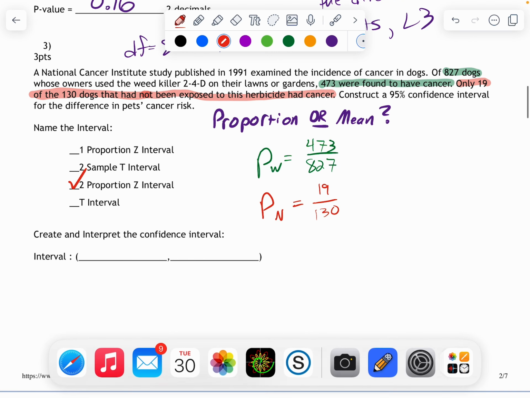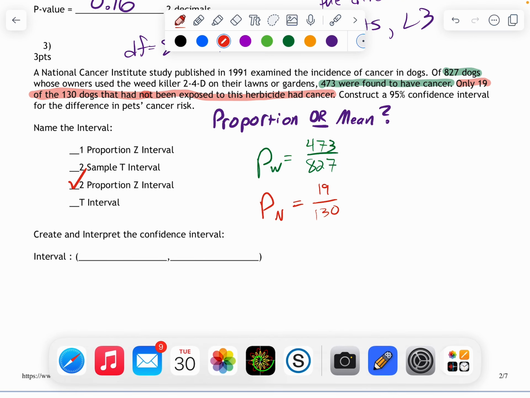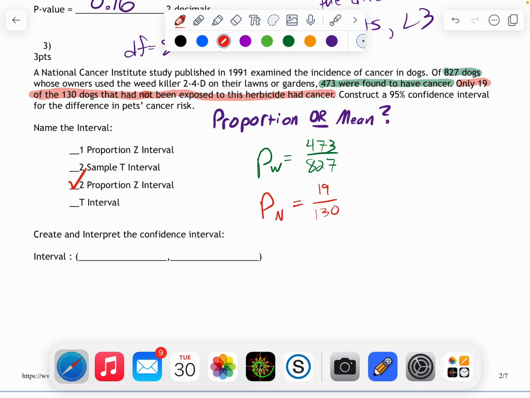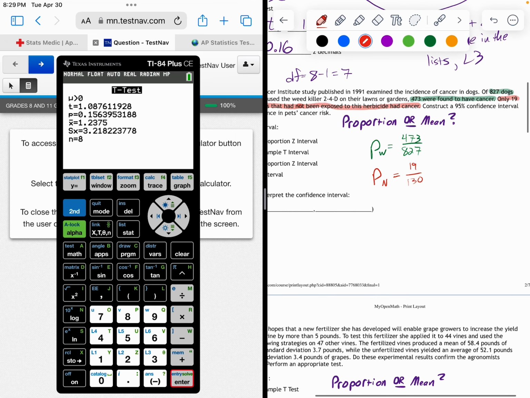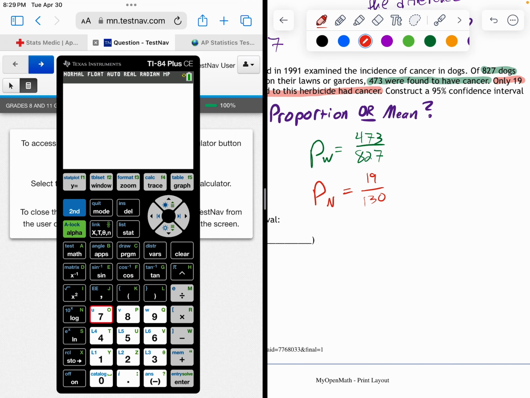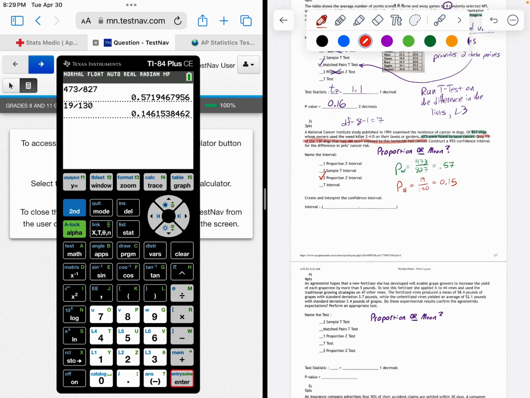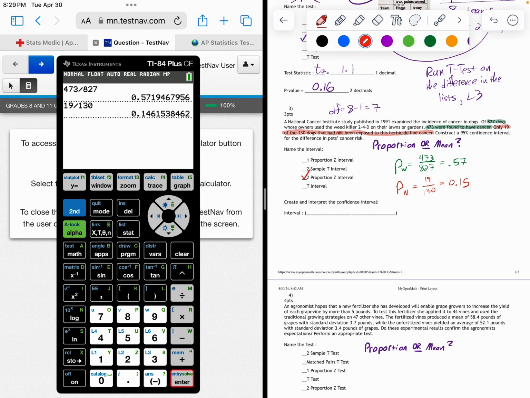If you are curious, like I am, before I even run this test, or oh, I'm not doing a test, I'm doing an interval. I'm just curious, what are these two percentages? This one is 57%. And the other one, this is the houses that did not use weed killer, they had about, if I round that, 15%. So it looks like a pretty big difference.